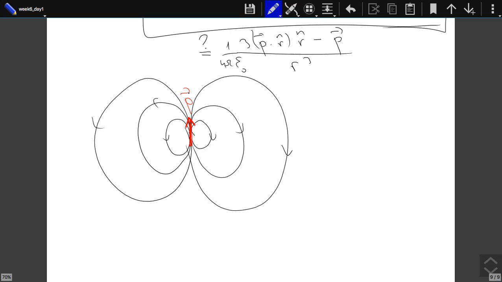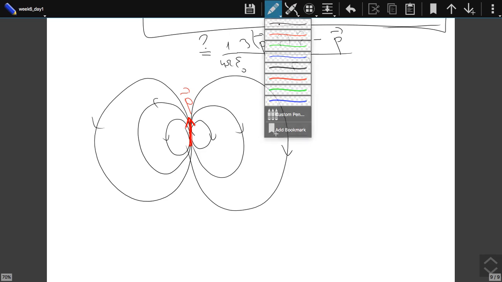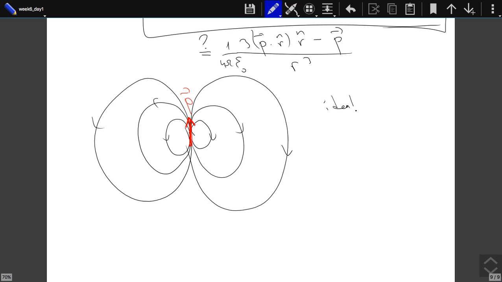Yes, any questions? Yes, this is the ideal dipole. It's sitting right over here. Is it the d goes to 0 case? Is it the d goes to 0 case?